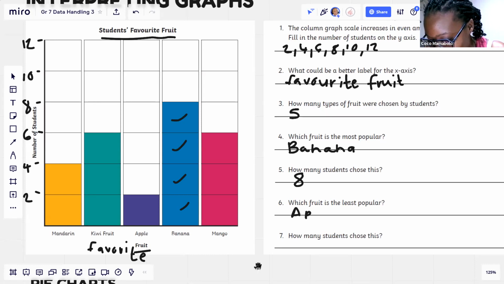Somebody told me in the chat that Yandisa's always eating. I'm wondering if she's the one who's eating grapes and distracting everybody.